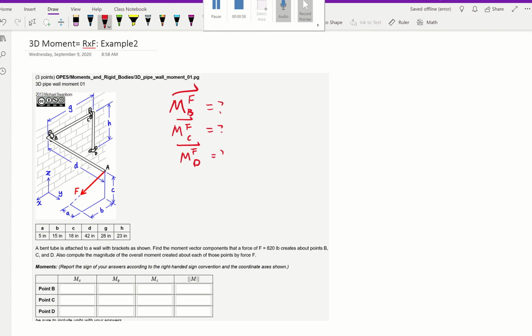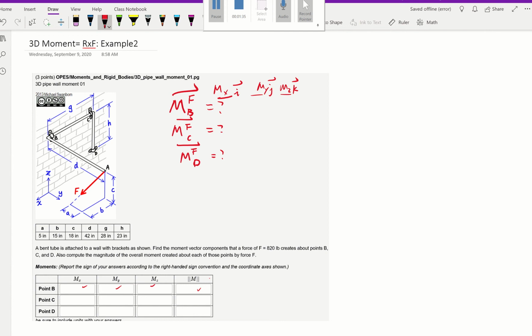Once we get it for each one of them, because it's a vector, it's in i, j, k. So we're going to get our MX, MY, and MZ, and you can fill in these particular spots here. Then here is the magnitude of that. So you figure this out. For every single row, it's a different moment.